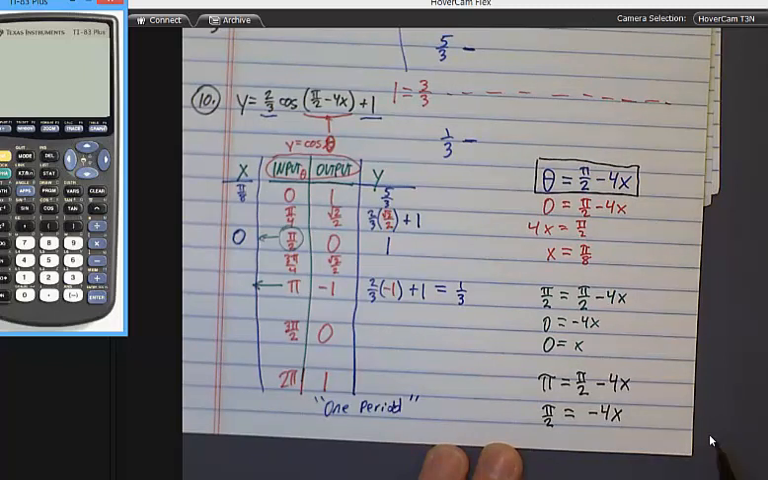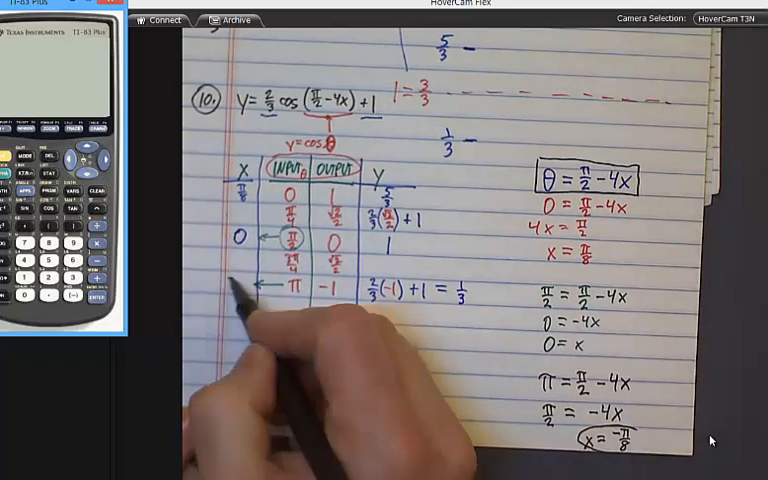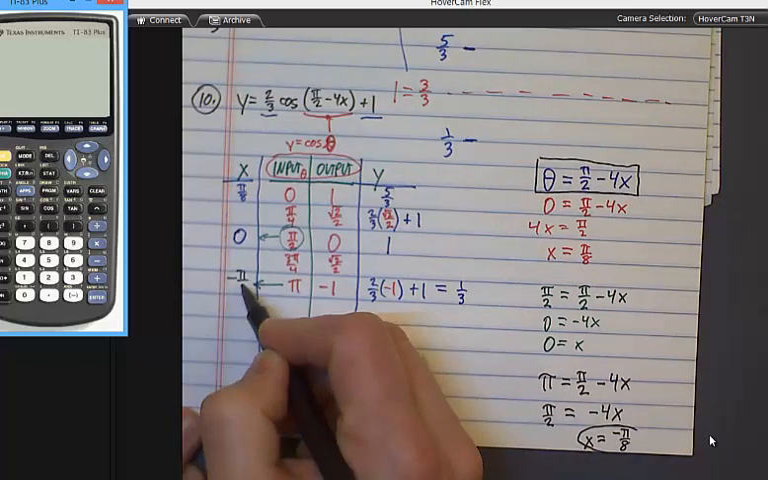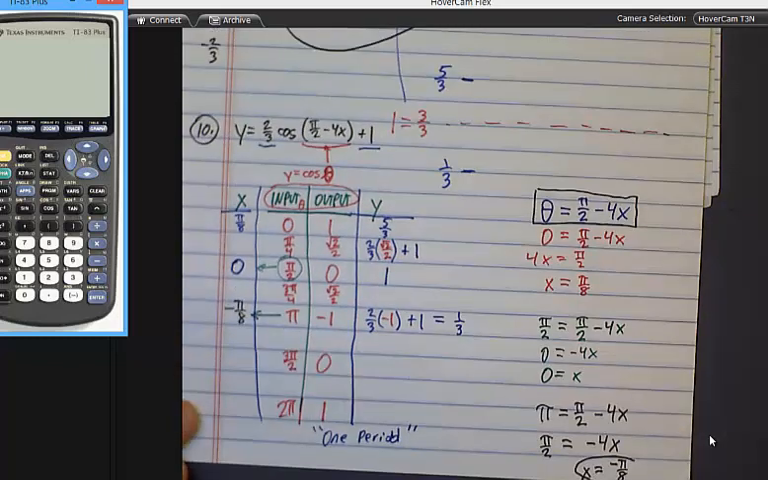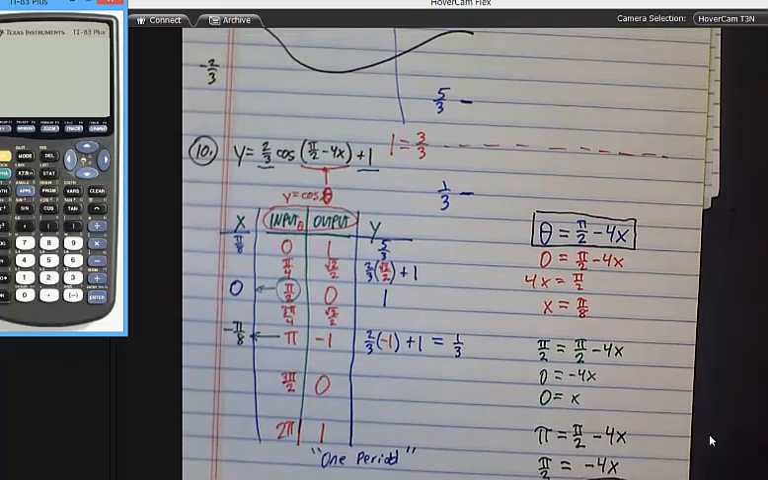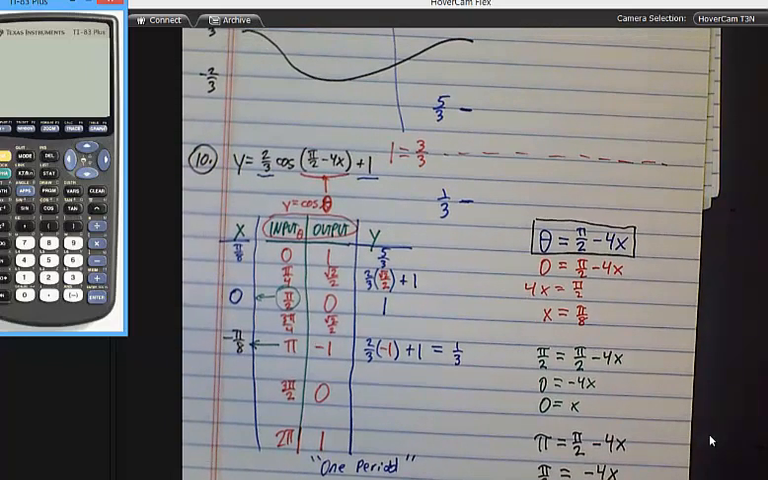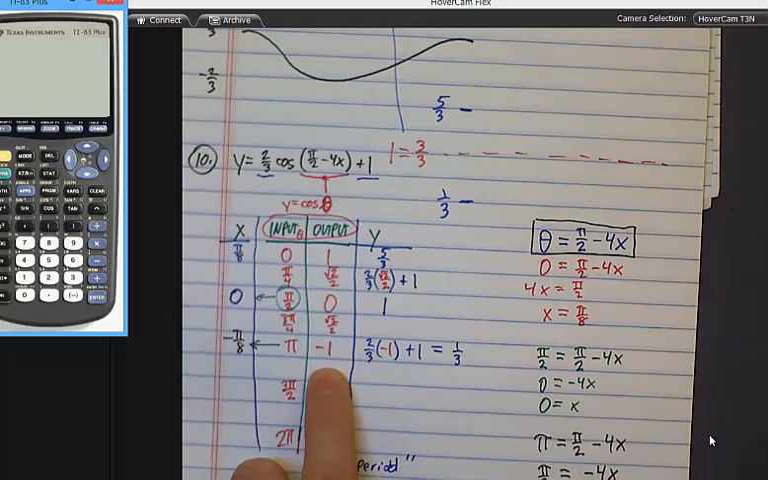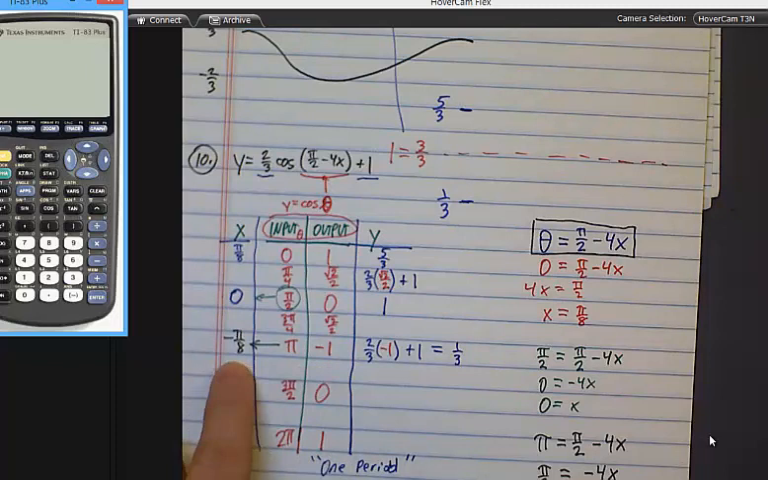And I get x is equal to, isn't it negative pi over 8? So that's what I would put here. And that corresponds to what output? Yes. And so what is going to be a point on my new graph? Negative pi over 8, comma, 1/3.